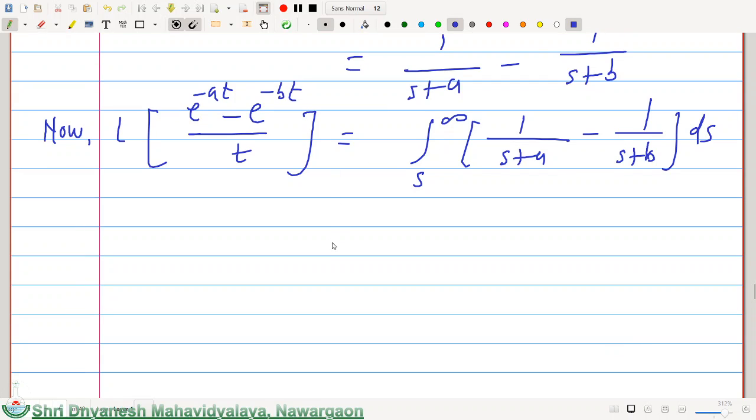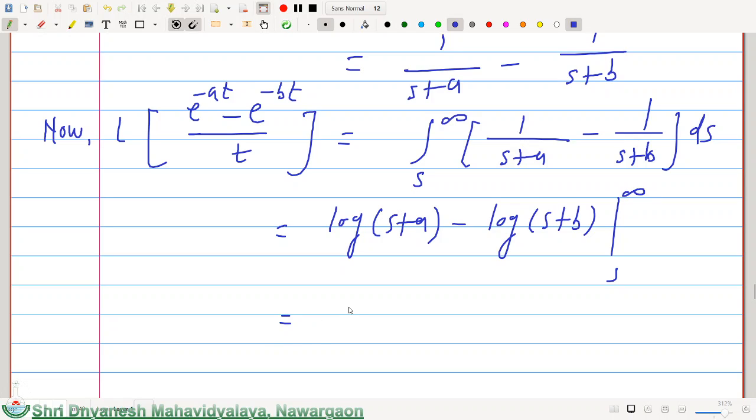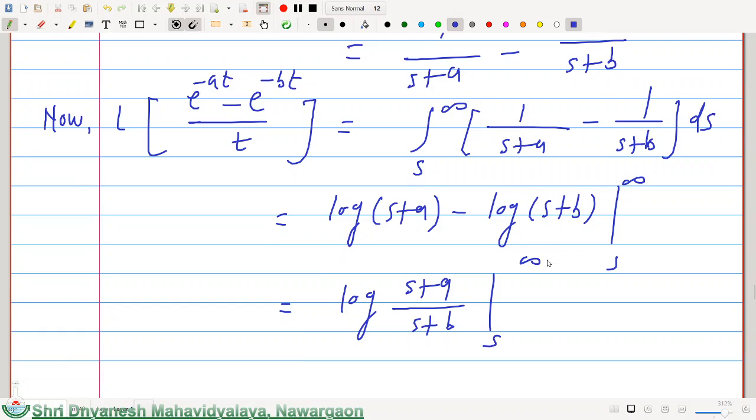So integrating this, what will be the integration of 1 upon s plus a? It is log of s plus a minus log of s plus b, limits s to infinity. This is nothing but log of s plus a upon s plus b, limits s to infinity.